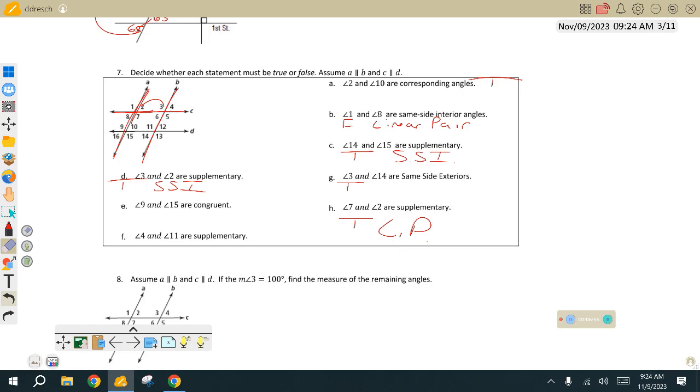9 and 15 are congruent. Very much so, because they are my back-to-backs, and what do we call those? Those should be in the automatic vertical. What do we just say? True. Those are my verticals.